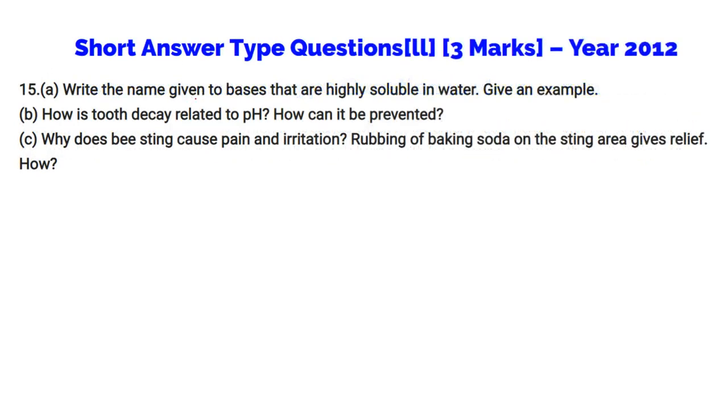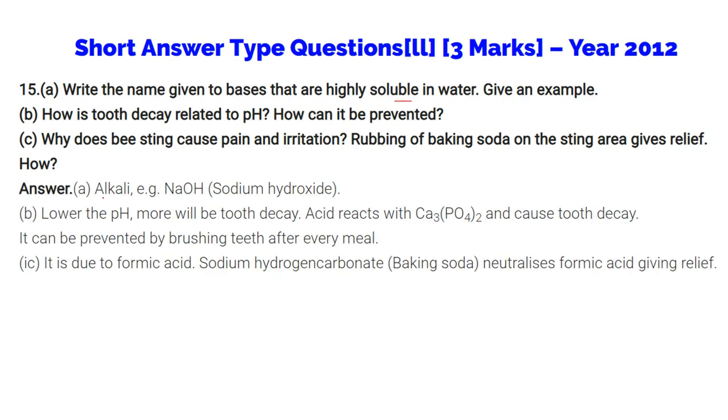Write the name given to bases that are highly soluble in water. Give an example. These are alkalis, like sodium hydroxide. They are highly soluble in water.